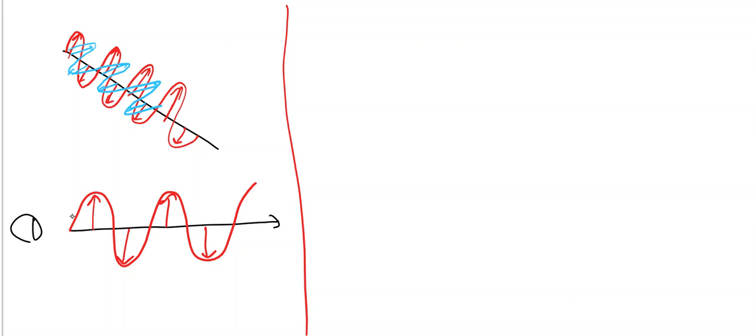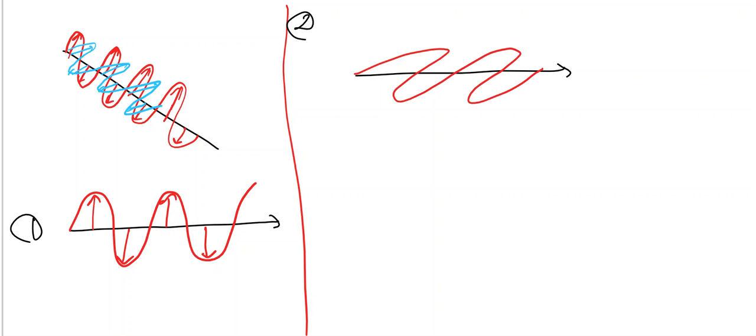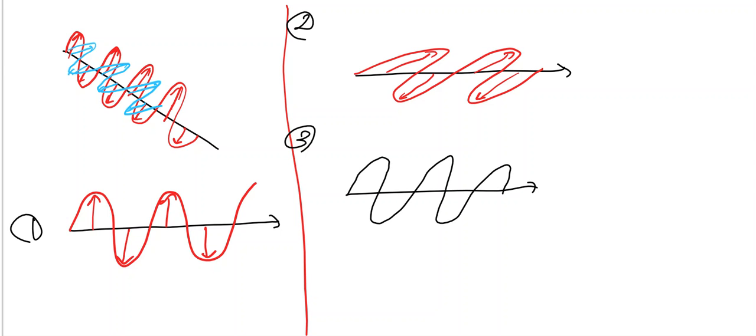For example, this is one possible situation. But you can also have electric field vectors oscillating like this. So here electric field is oscillating in a direction perpendicular to the plane of the screen. Now you can always have electric field vectors oscillating in different planes. So how do we know exactly how electric field vectors are oscillating?